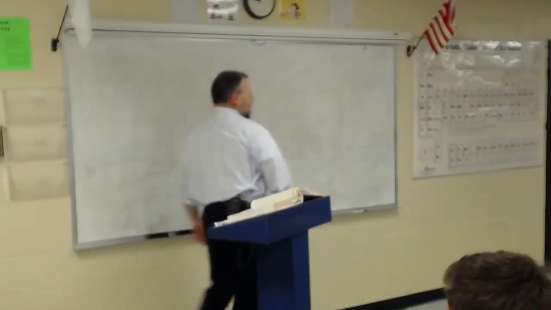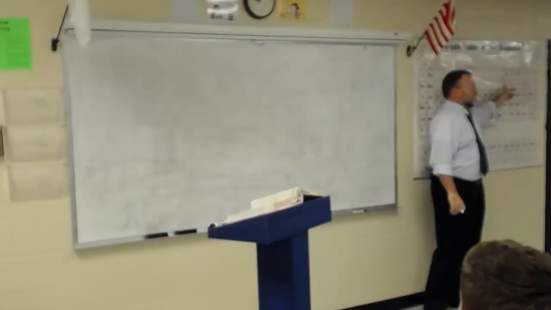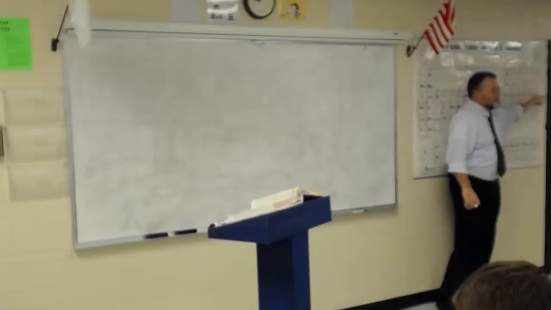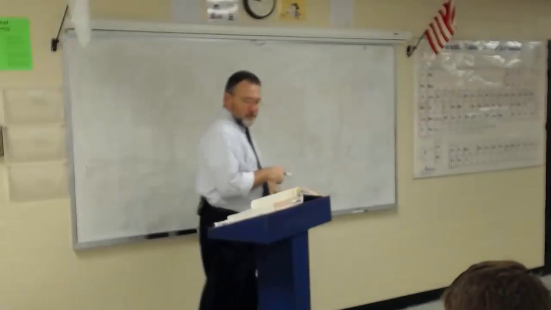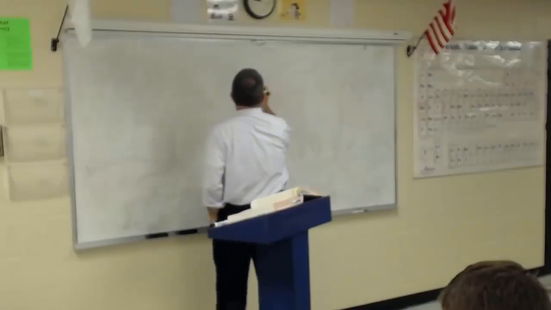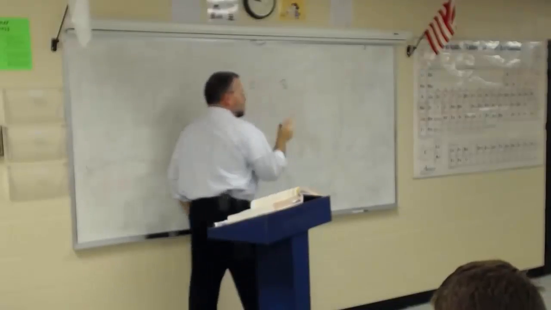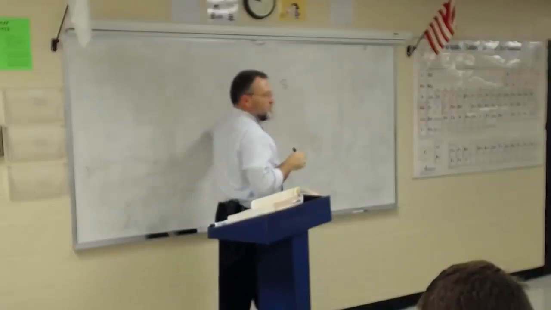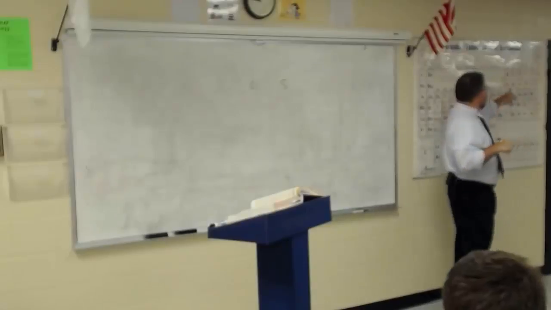I've got aluminum and sulfur. Aluminum is a metal or nonmetal? It's a metal. Sulfur is nonmetal. I've got a metal and nonmetal. It's going to form an ionic bond, right? So we've got aluminum and sulfur. Question for you. What charge does aluminum want to have?